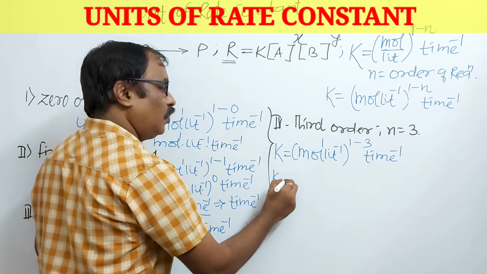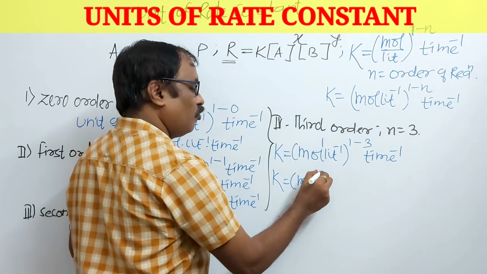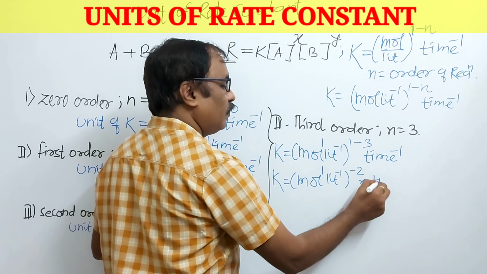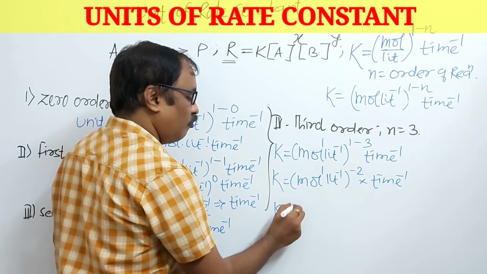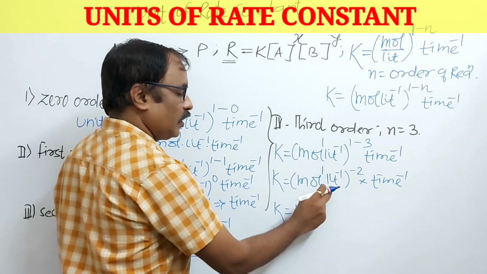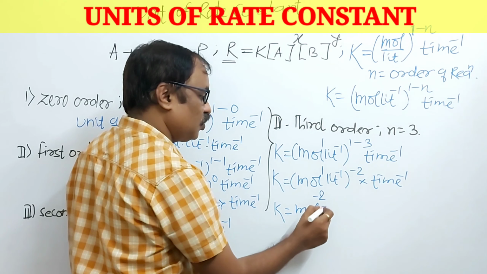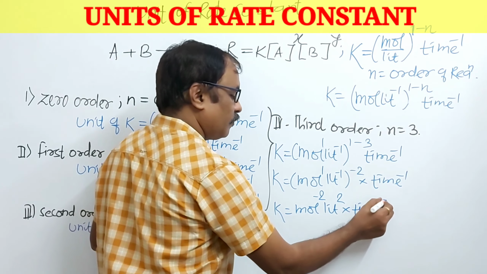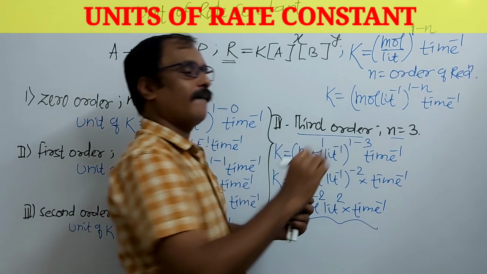Now k is equal to 1 minus 3, which is minus 2. I will write one more step: mole to the power 1, liter to the power minus 1, raised to minus 2, into time inverse. So the unit of rate constant: mole 1 into minus 2 is minus 2. Liter to the power minus 1 into minus 2 will be plus 2, so liter to the power 2, and time inverse. This is the unit of rate constant in case of third order reaction.